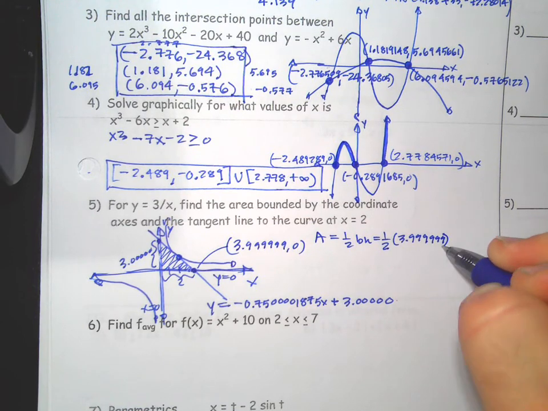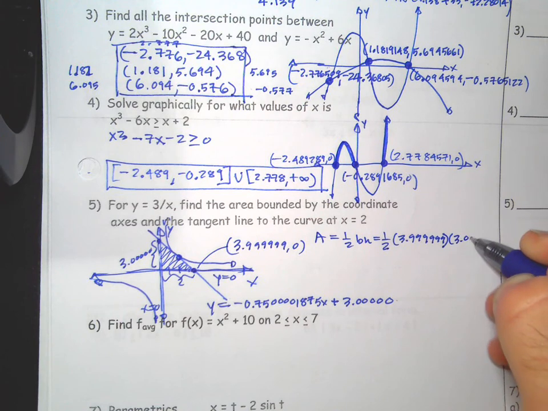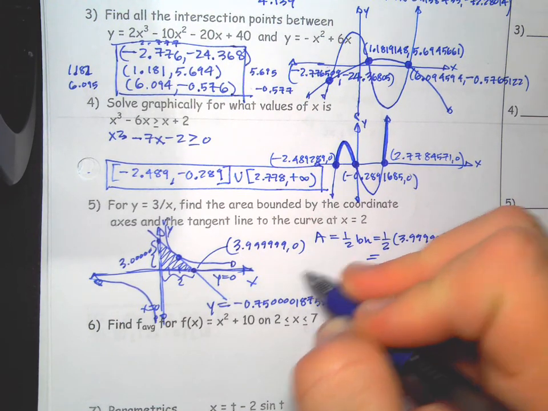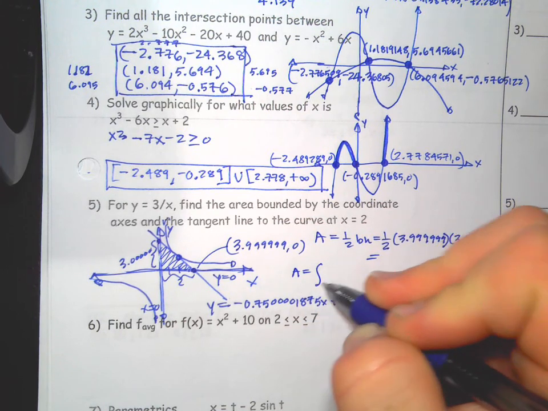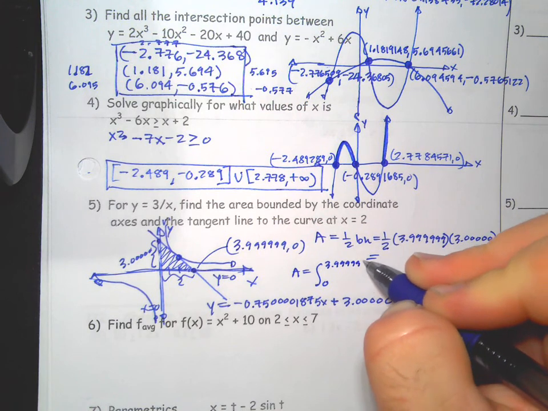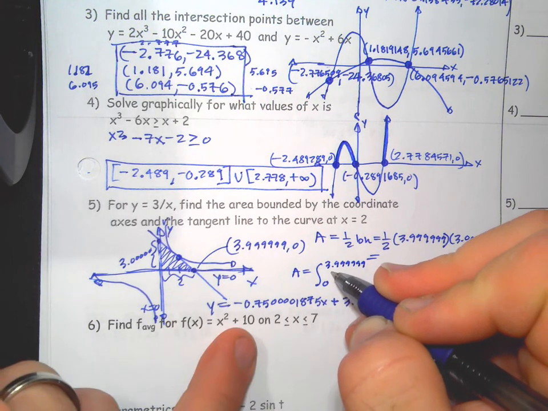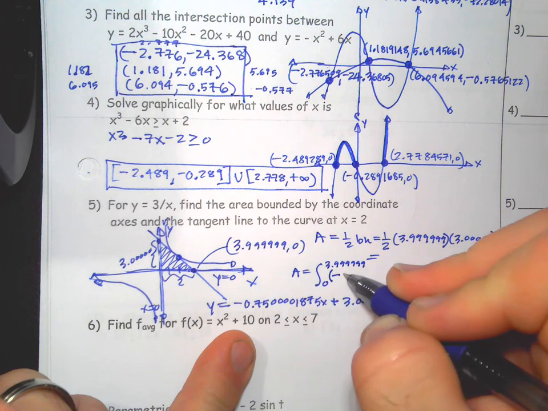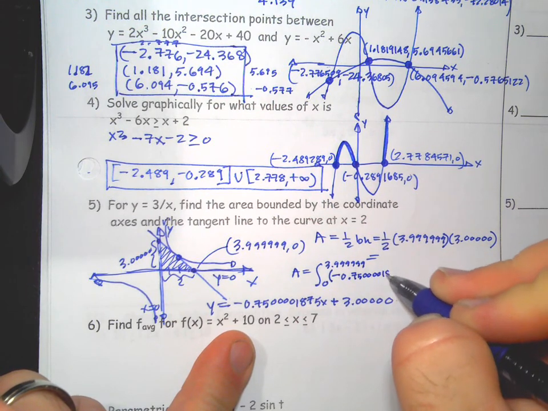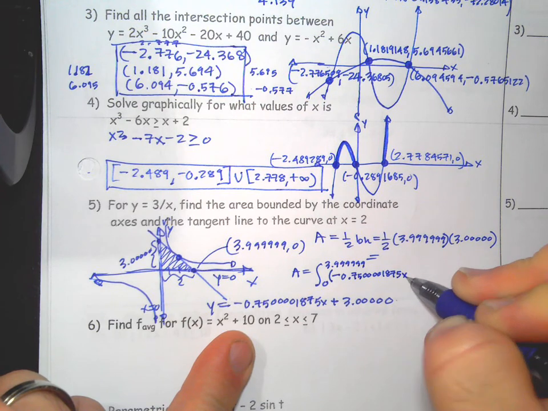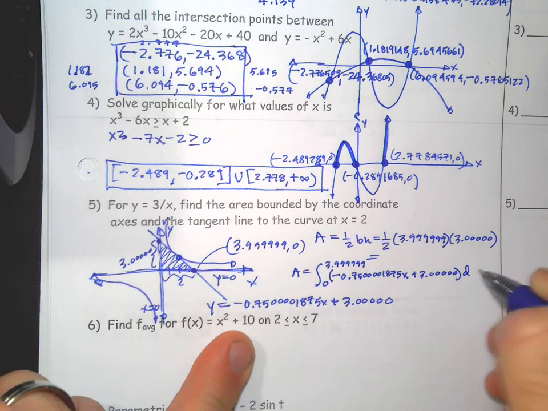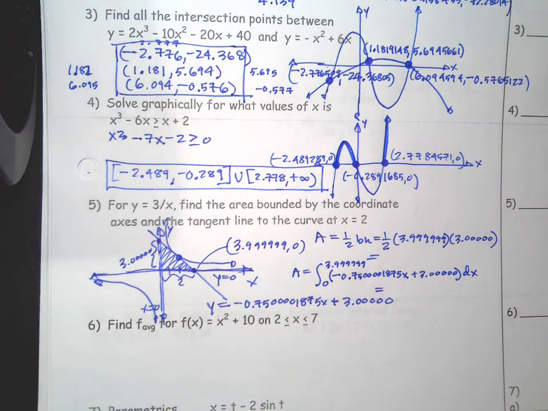So we could do area of a triangle equals 1/2 base times height, equals 1/2 times 3.999999 times the height, which is 3.00000, and calculate. Or we could do an integral from 0 to 3.999999 of our tangent line. You've got to show the setup, though. So we could do that. These should both give the same answer.